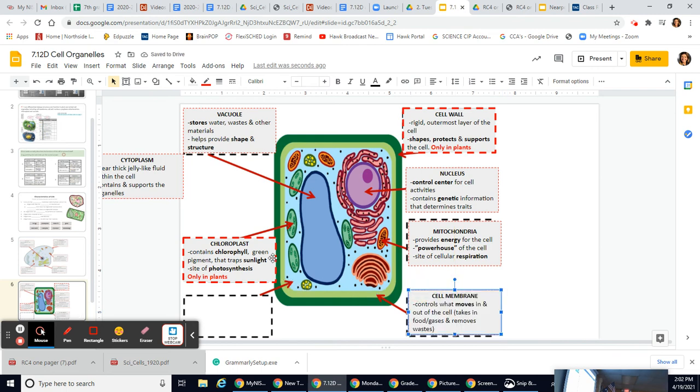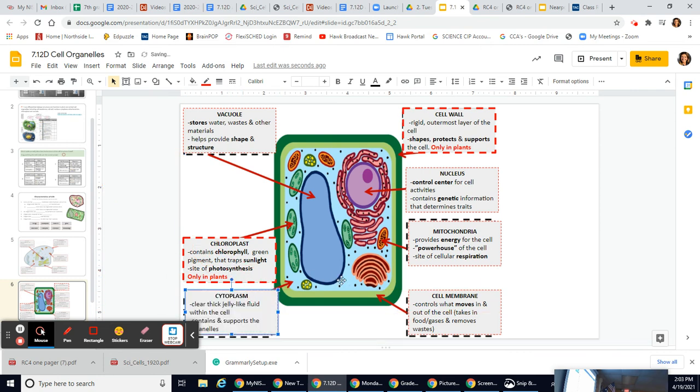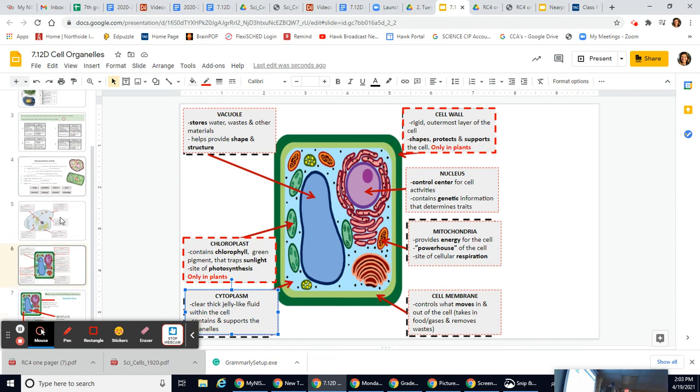Okay, and then the cell membrane is just behind that dark green cell wall. So this lighter one would be your cell membrane. It controls what moves in and out of the cell, takes in food, gases, and removes wastes. And then lastly, your cytoplasm is that jelly-like fluid. It contains and supports the organelles. So again, the plant cell is very similar to the animal cell, only in these two organelles you'll find differences. Plants can make their own food using the chloroplasts, and plants have a cell wall, that rigid outer layer that protects and supports them.